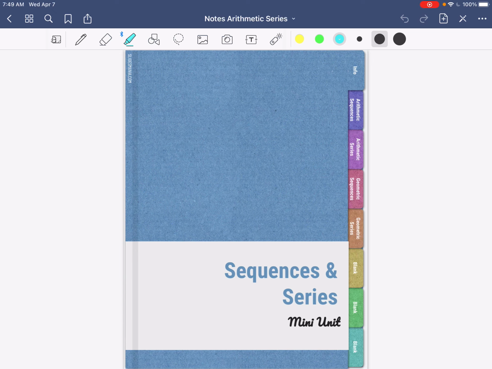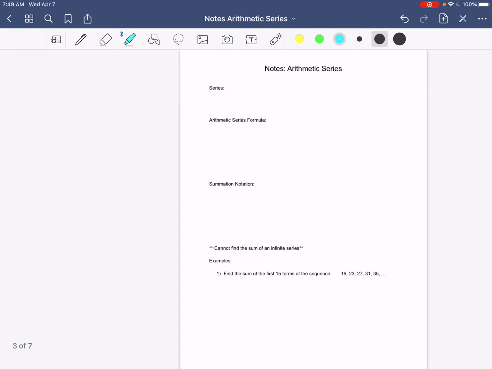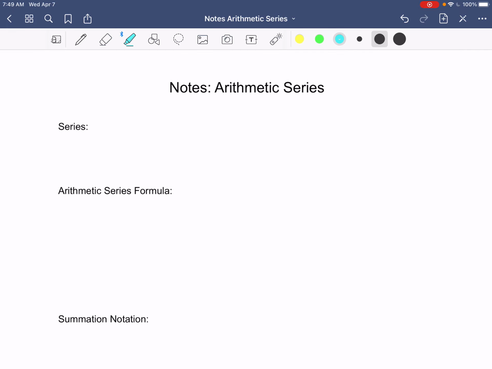Hey guys, this is our second set of notes for our sequences and series mini unit. Today we're going to be talking about arithmetic series. So we already looked at arithmetic sequences. So remember, a sequence is just a set of numbers in order, and it's arithmetic if the pattern is adding the same number over and over and over and over. So go ahead and put your title down.